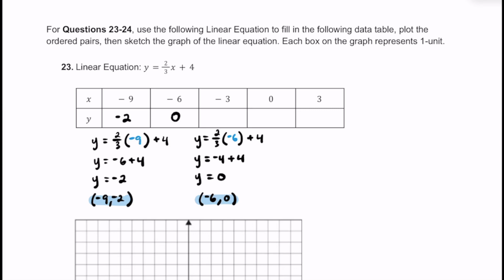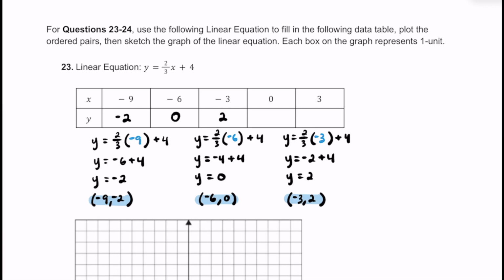All right, next we can see that x is -3. So let's repeat the process here. We have y is equal to 2/3 of this -3. So let's substitute a -3 here, and then add 4. So what's 2/3 of 3? Well, 2/3 of 3 is just going to be 2. So 2/3 of -3 is going to be -2. So y is equal to -2 + 4, which is just going to equal 2. So when x is equal to -3, y is going to equal +2. So that is going to be another point on our linear equation graph here.